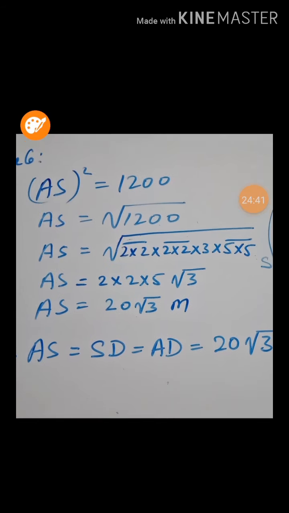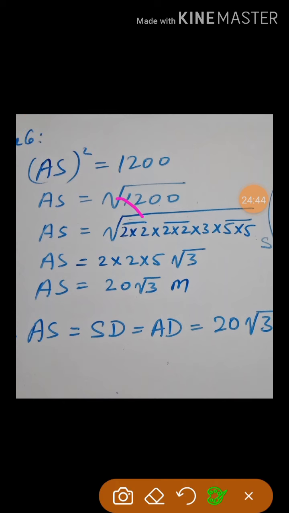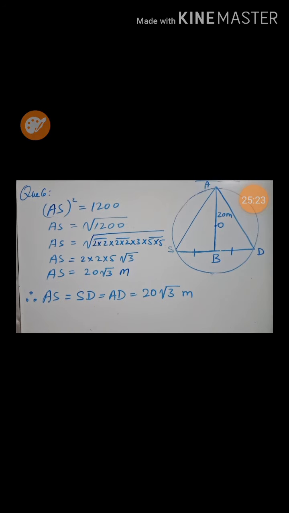So these pairs will come outside, this pair will come as a single 2, this pair also comes as a single 2, and the pair of 5 will also come as a single 5 outside the square root. Now only 3 is left inside. Now we will multiply: 2 into 2 into 5 will be equal to 20. Now root 3. So the length of AS is 20 root 3 meter. And we know that the lengths of AS, SD and AD are equal to each other. So all will be equal to 20 root 3 meter. This is our required answer.